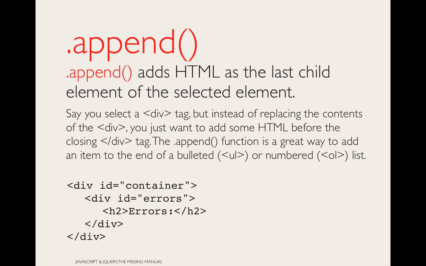If you want to add things on the beginning or the end of your element, you can use the append or prepend command. Say you want to select a div tag, but instead of replacing the contents, you just want to add some stuff at the end or right before the closing div tag. Append is a great way just to add stuff at the end of a bulleted list, so you can kind of extend your unordered list or your ordered lists and add and subtract things to them.